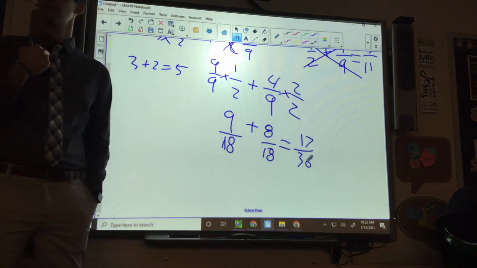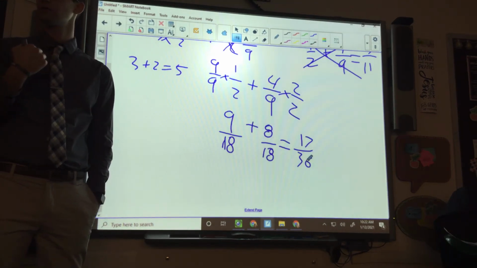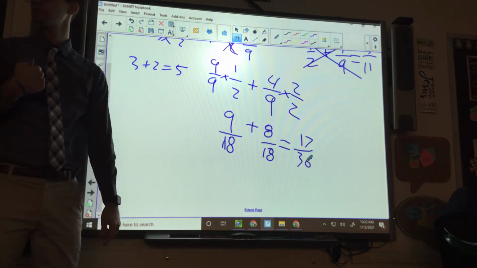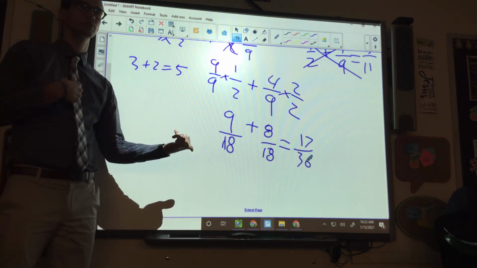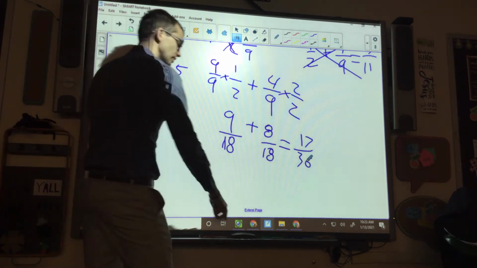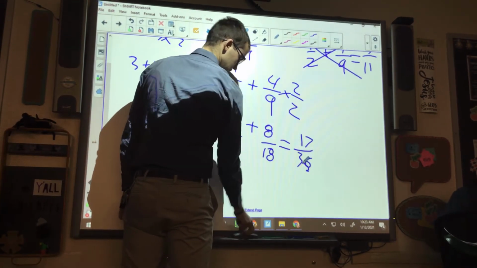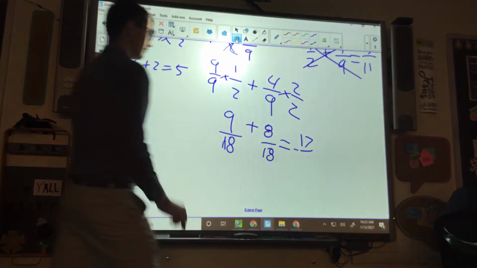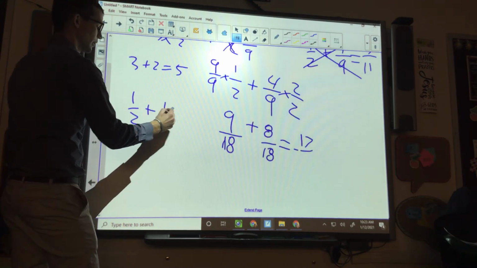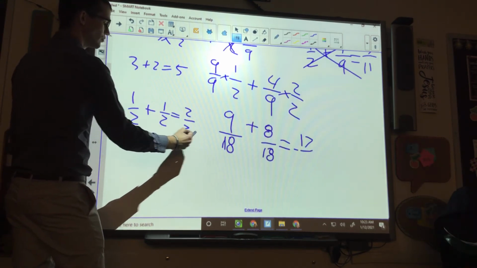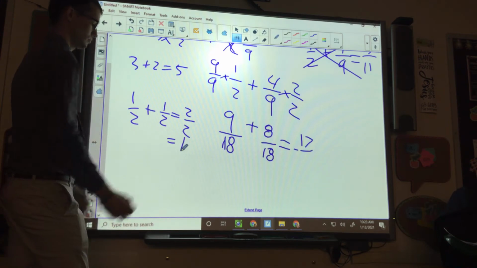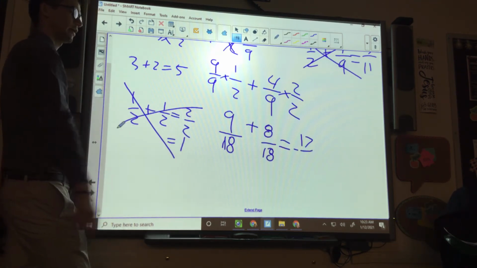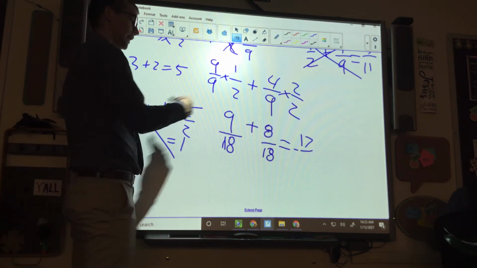36. Wait, what? What's wrong? Why would you add the bottom? Well, 18 plus 18 is 36. Why would you do that? You don't add the bottoms? No. Are you sure? Keep them the same. Yeah, you do not add the bottoms. Just like 1/2 plus 1/2 is 2 over 2, or 1 whole. You don't say 1/2 plus 1/2 is 2 over 4. You cannot do that. You have to keep the bottom the same, add the top.